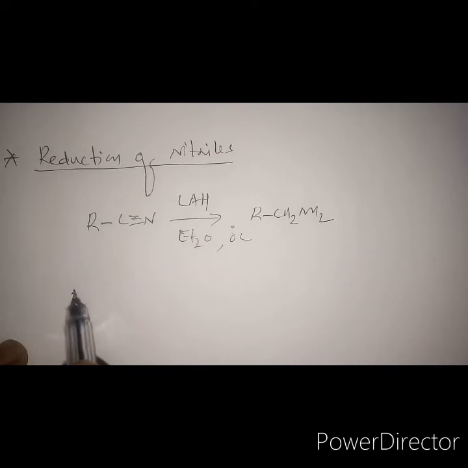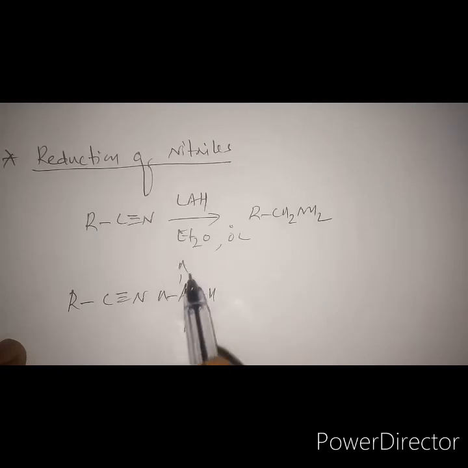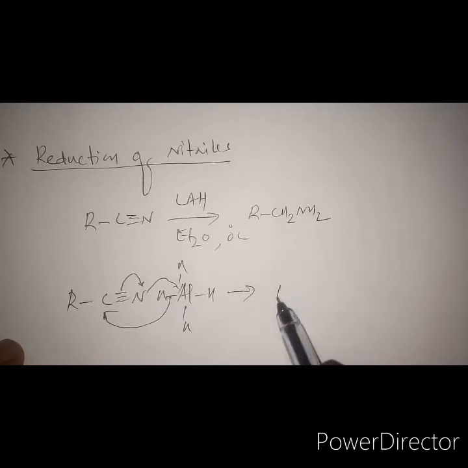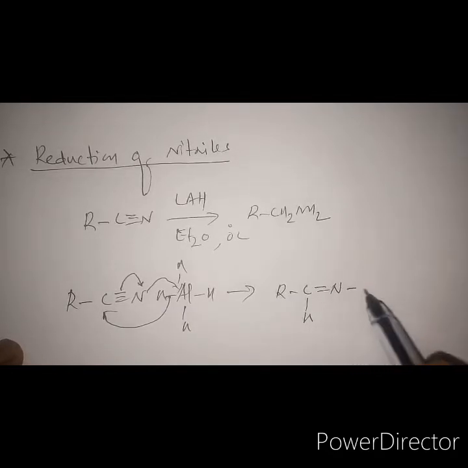Now the mechanism of this reaction: RC triple bond N with aluminum hydride. This hydride is transferred to the electron deficient carbon, that is this carbon. Once the hydride is transferred to this carbon, this bond shifts to nitrogen, nitrogen gets more electrons, and using that electron it connects to aluminum, so we will get RCH double bond N H.